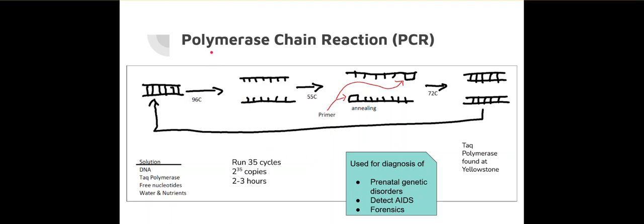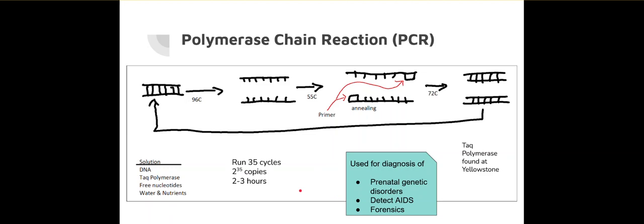A polymerase chain reaction, abbreviated PCR, is a way for scientists to take a few molecules of DNA and multiply it out. And this quite often gets used for diagnoses, because you multiply it so it's easier to measure. It gets used in detecting AIDS. It also gets used in forensics.